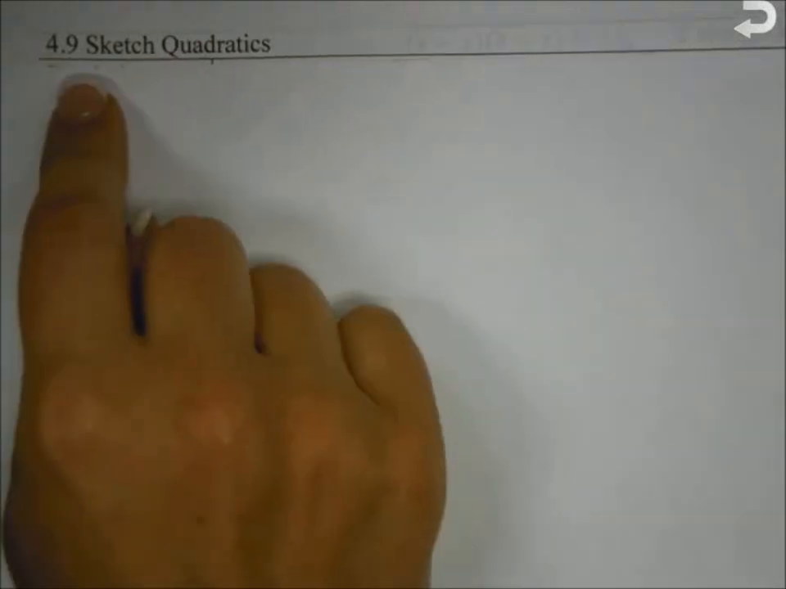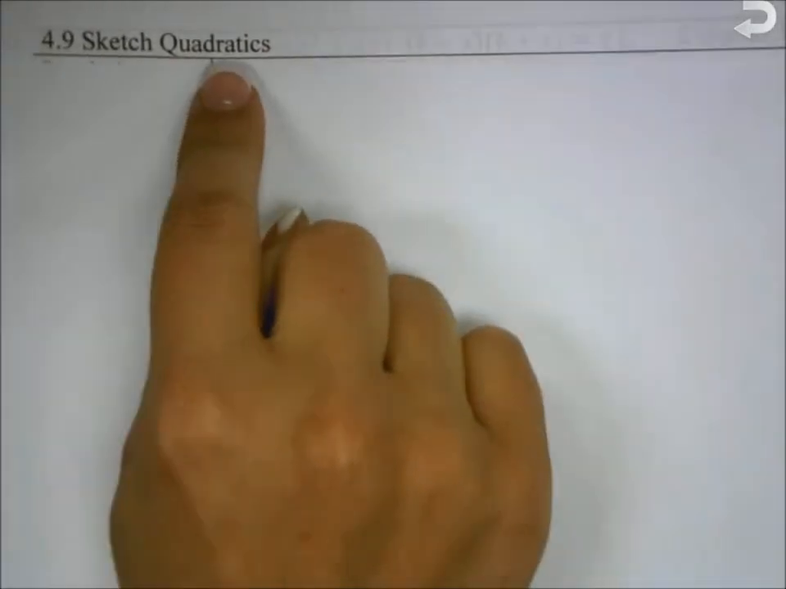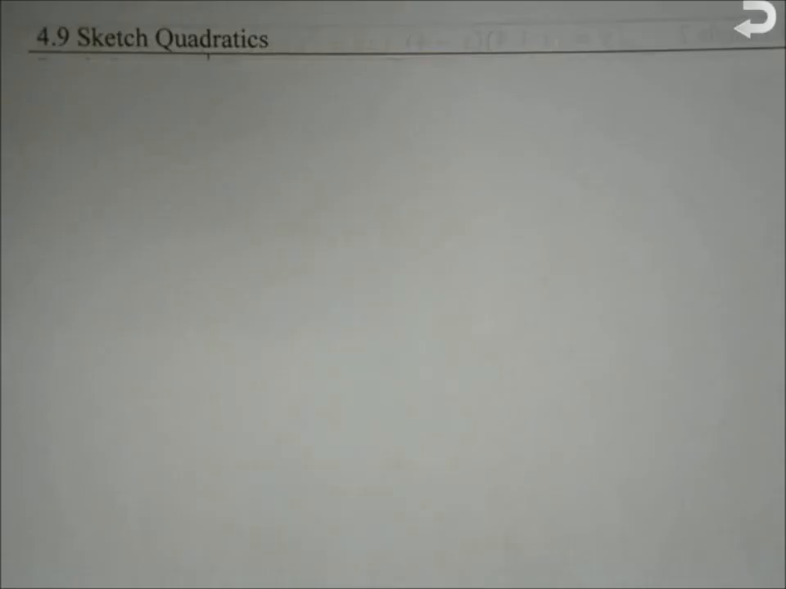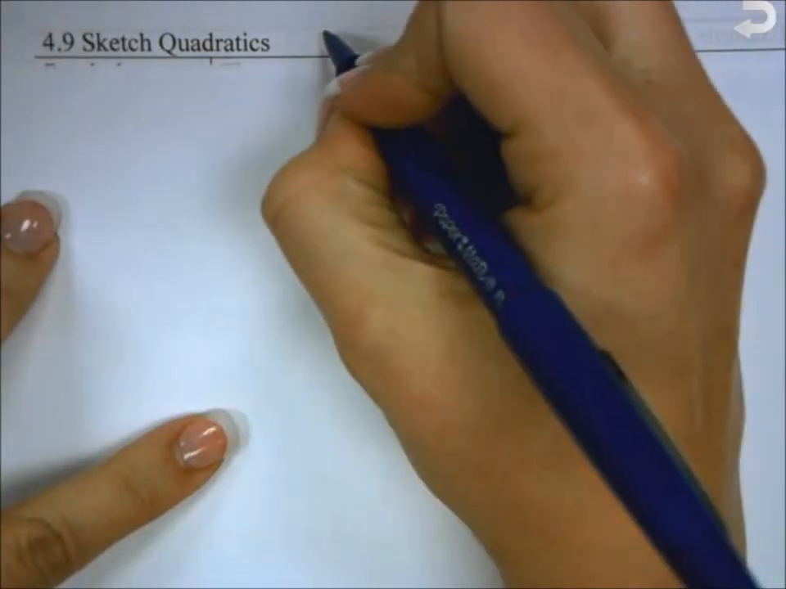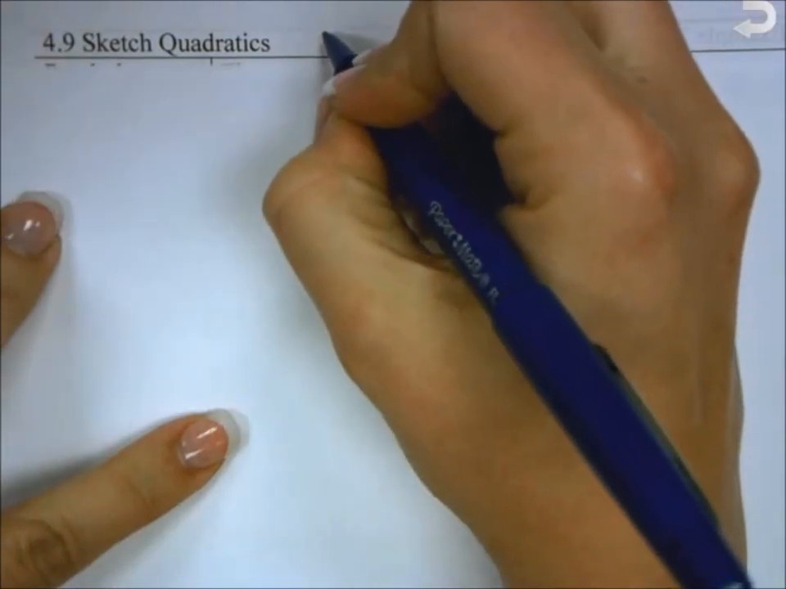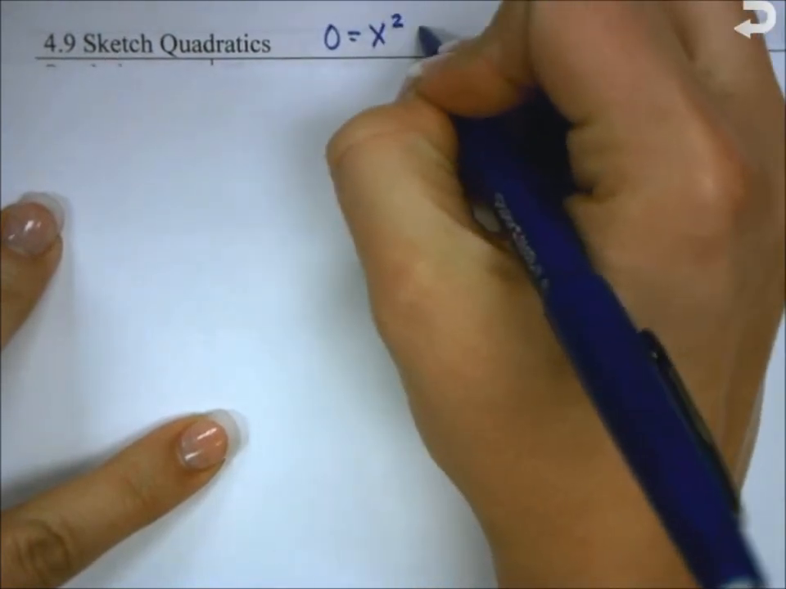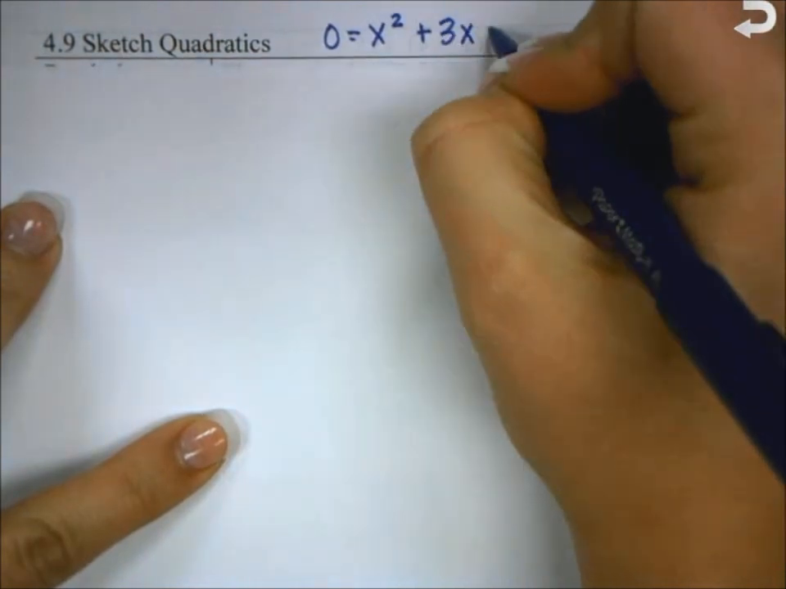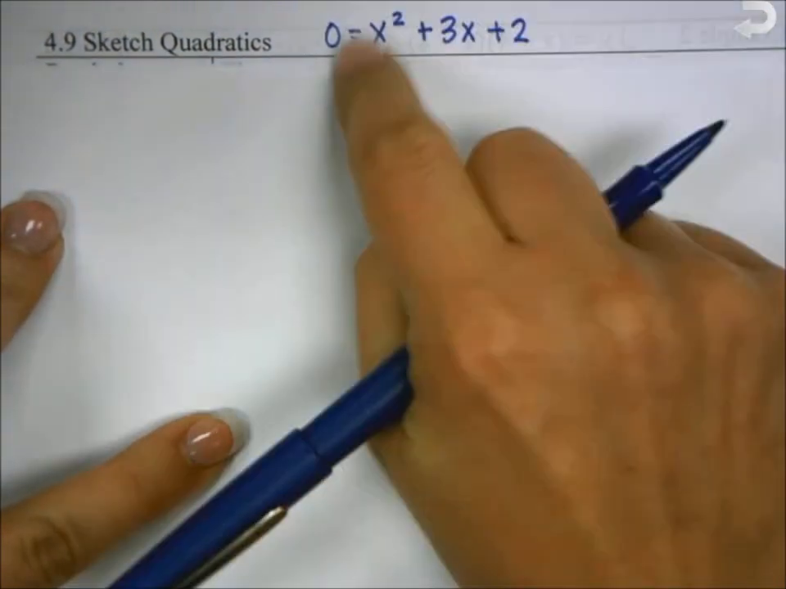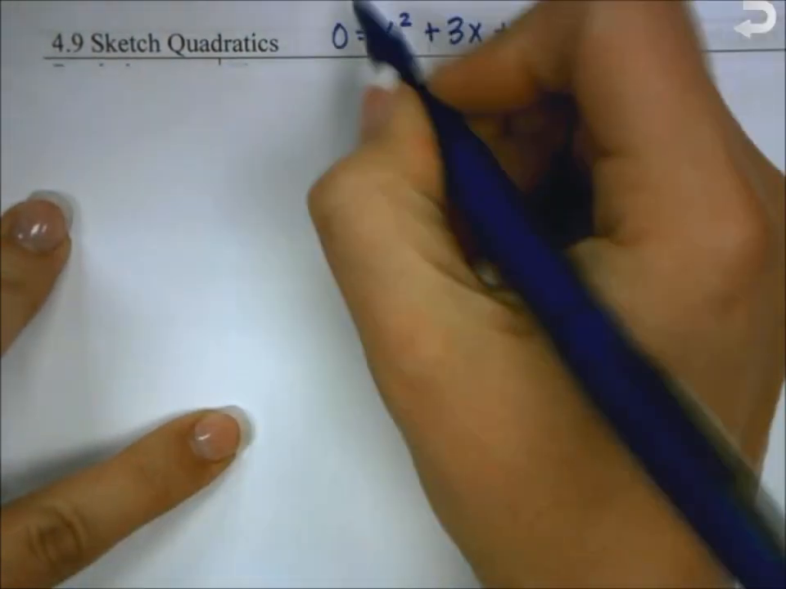Okay, so 4.9, we are going to sketch these quadratics. Remember, a quadratic is anything that has an x squared in it. So we could say something like 0 equals x squared plus 3x plus 2. This would be what's called a quadratic because of that x squared term.